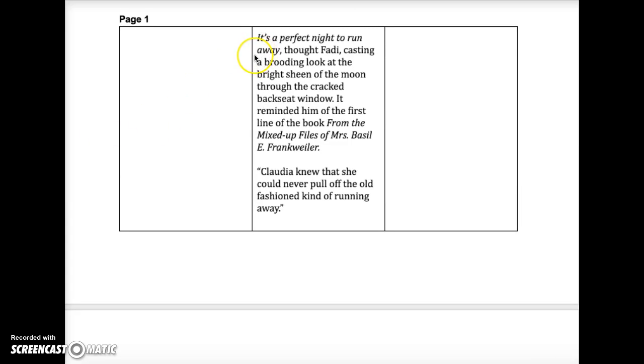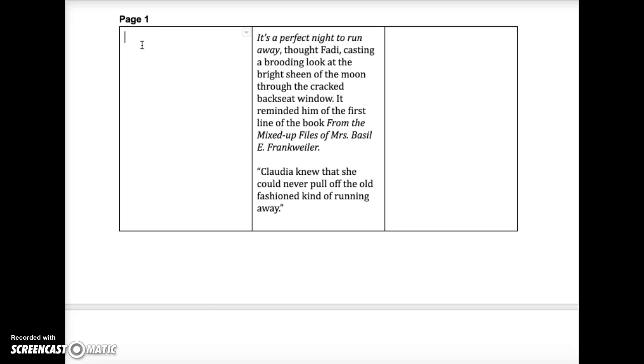It's a perfect night to run away, thought Fadi, casting a brooding look at the bright sheen of the moon through the cracked backseat window. It reminded him of the first line of the book From the Mixed-Up Files of Mrs. Basil E. Frankweiler. Okay, so I'm going to go back and start on the left side with my notes.